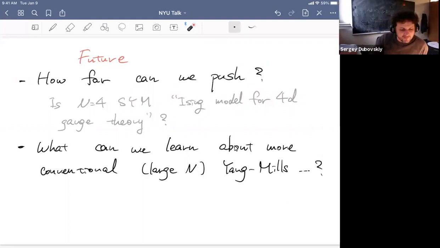If one wants to compute the two-point function of Wilson loops, how difficult is it to extend from this two-point function of a Wilson loop and a single trace operator?